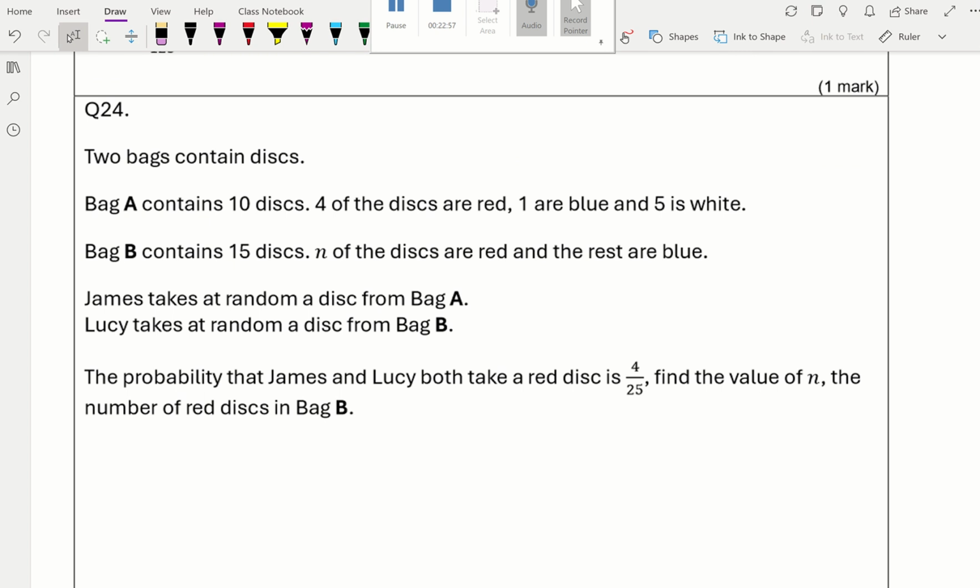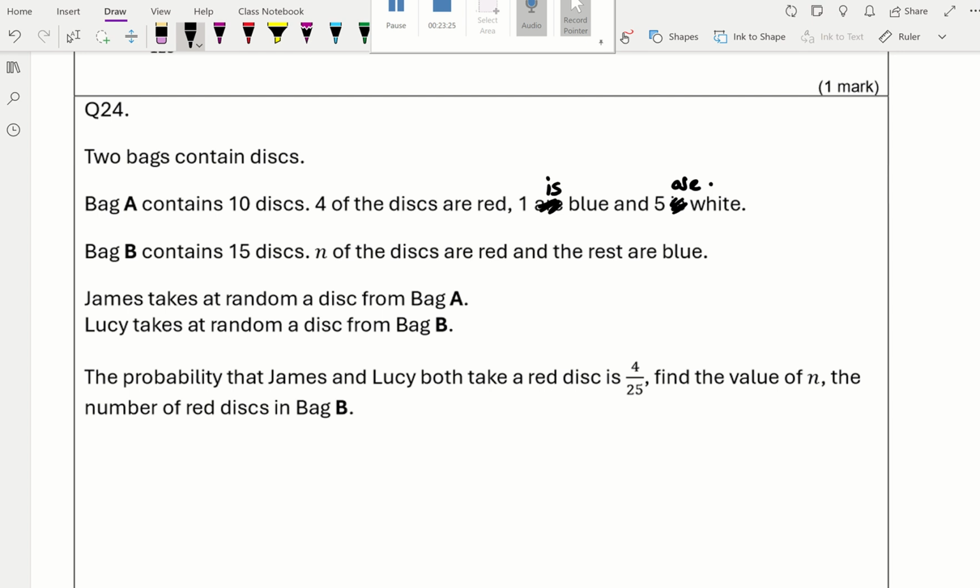Question 24 says 2 bags contain discs. Bag A contains 10 discs. 4 of the discs are red, 1 is blue, and 5 are white. Bag B contains 15 discs. N of the discs are red and the rest are blue.